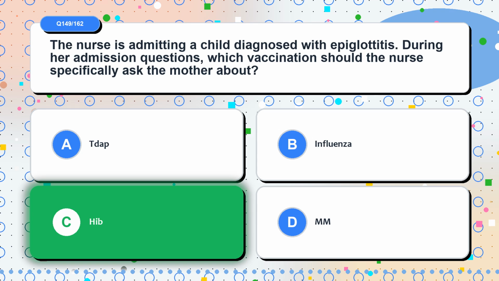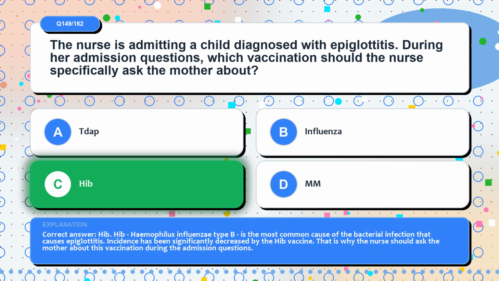The correct answer is option C, Hib. Hib, Haemophilus influenzae type B, is the most common cause of the bacterial infection that causes epiglottitis. Incidence has been significantly decreased by the Hib vaccine. That is why the nurse should ask the mother about this vaccination during the admission questions.